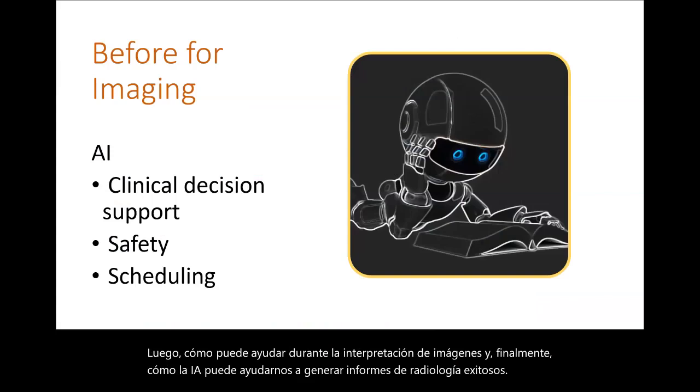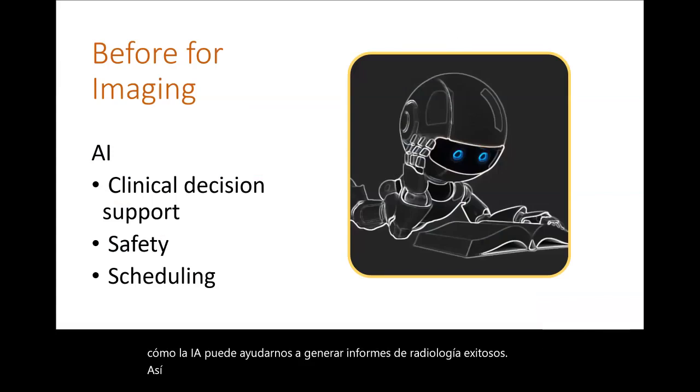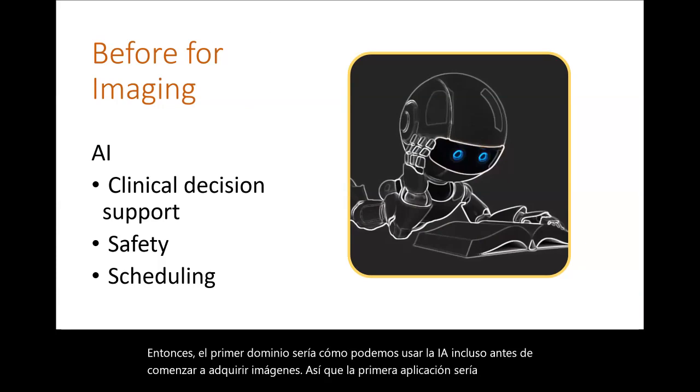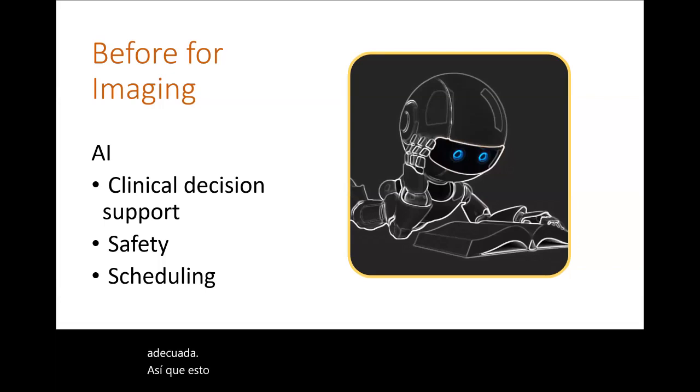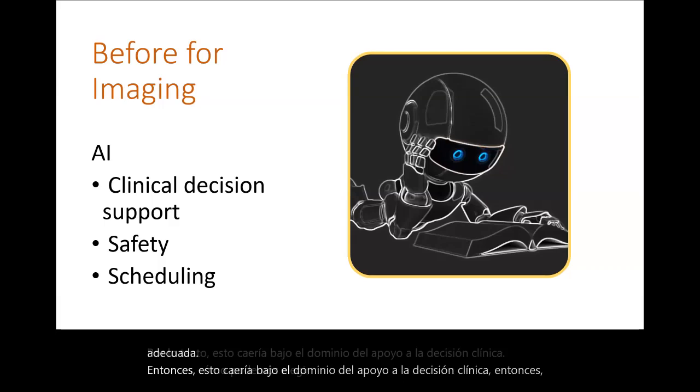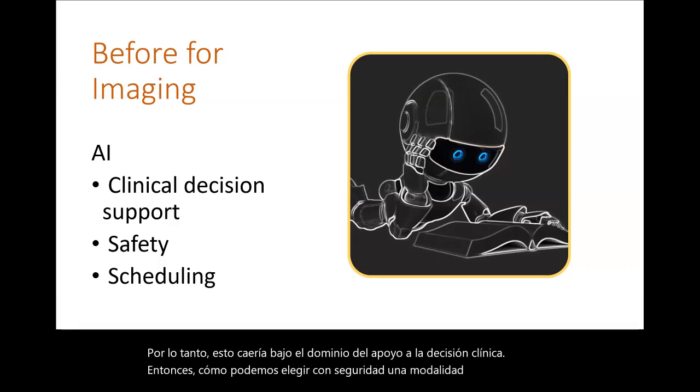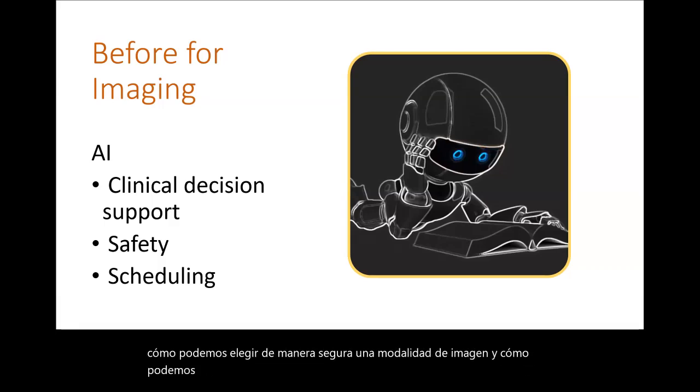So the first domain would be how we can use AI before we even start acquiring images. The first application would be choosing the indication for a clinical condition, and also what is the appropriate imaging modality. So this would fall under the domain of clinical decision support. Then how we can safely choose an imaging modality, and how we can schedule the most appropriate imaging study.